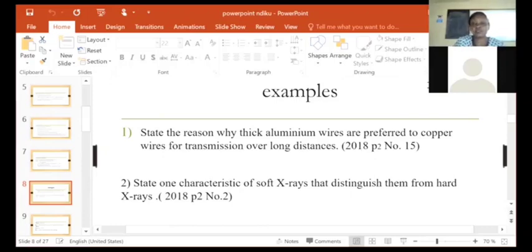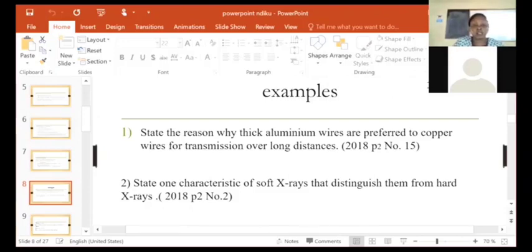Okay, when we are giving out the reason, here we are comparing aluminium and copper. And because we are comparing the two of them, then a comparative term must be used. For example, aluminium is lighter than copper. You don't say aluminium is light, but the word lighter must be used. Aluminium is cheaper than copper. Aluminium lasts longer. We are comparing aluminium in comparison to copper, so we have to use the comparative term.